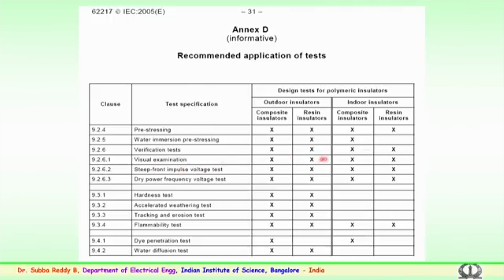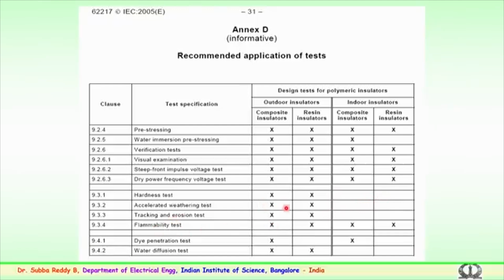Verification test, visual examination is very important. Then the steep front, like for ceramic or glass, the steep front plays a major role even for the polymer or composite insulator. So, this has to be tested for both indoor and outdoor applications. Then power frequency, as mentioned earlier, is a test which has to be carried out at 50 or 60 hertz for the withstand and also the flashover arrangements. You have a hardness test, this is mainly for the rubber. So, it has to be done for the outdoor insulation particularly, and for indoor it is not essential.